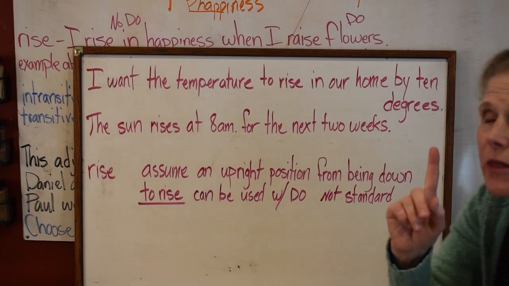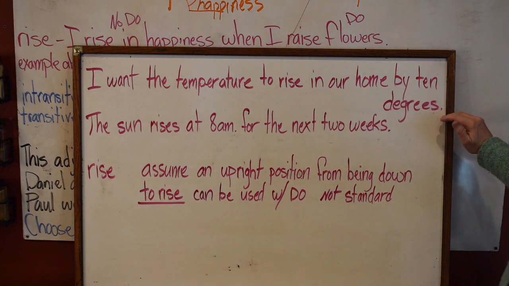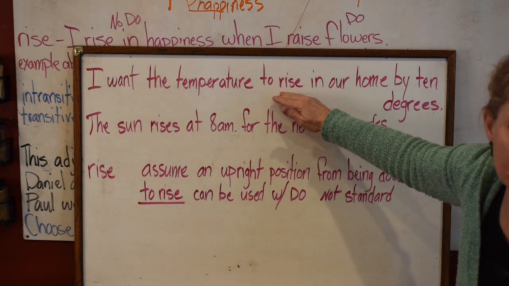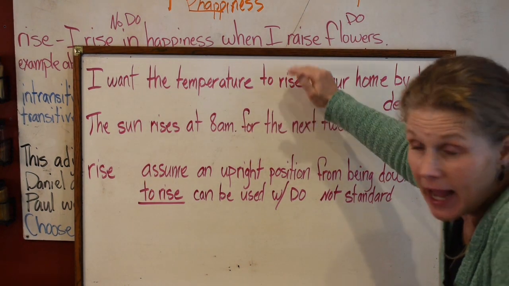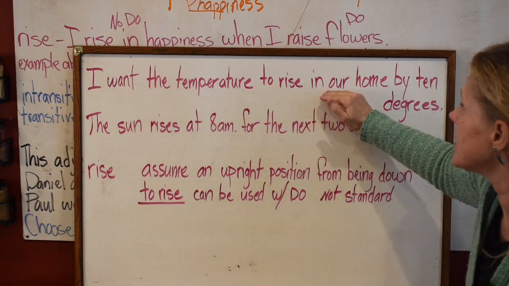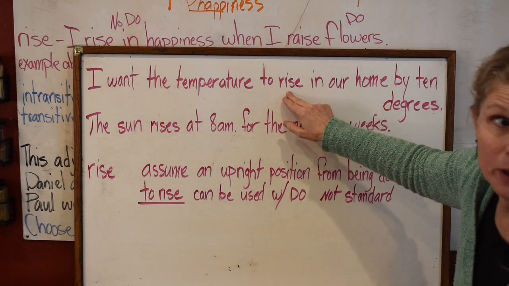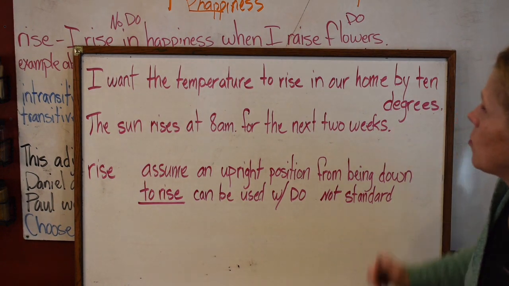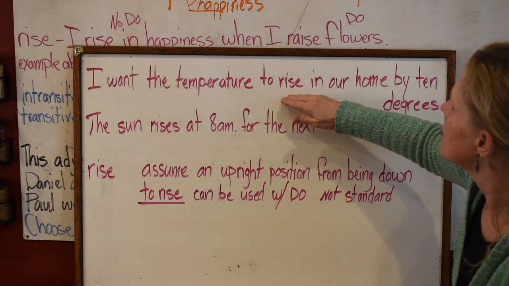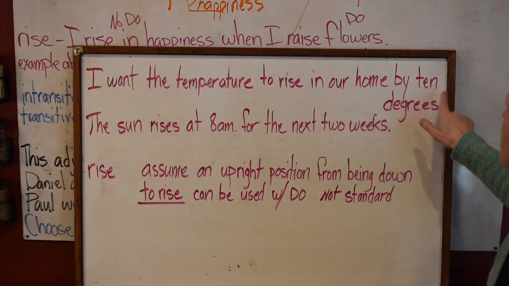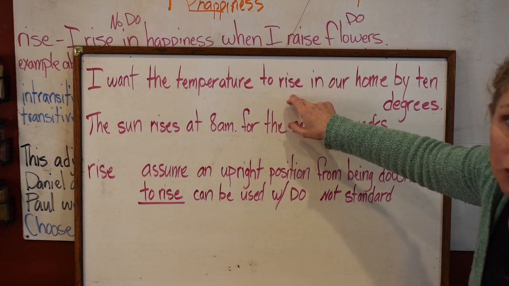Now we're going to talk about the really difficult word rise. I want the temperature to rise in our home by 10 degrees. How do you know that this is correct? Oh, because there is no direct object. There is not a direct object. Now this is attached to an infinitive. I want the temperature to rise. Now remember, infinitives are confusing because they look like they're prepositional phrases, but here we have a verb. And so this is describing what? Temperature. Yeah, it's describing temperature. But it doesn't have a direct object. It has these prepositional phrases following it. It doesn't have a direct object sitting in here. So you know that you're using this correctly.